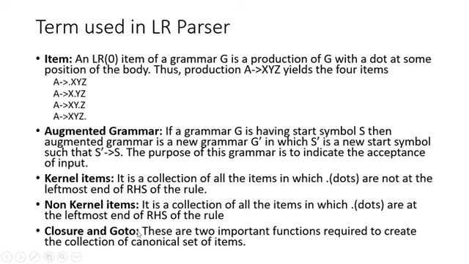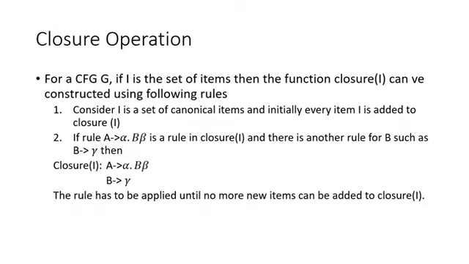Now closure and goto are very important. They are two important functions to create the collection of canonical set of items. For creating these items, we require a closure and a goto. Now what is a closure?